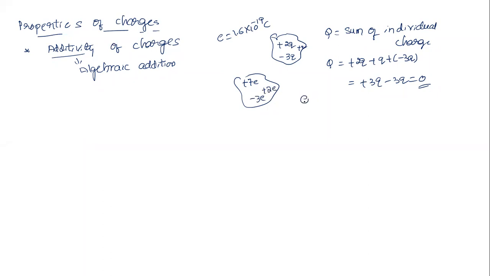So now total charge Q is given by what now? Plus 7e plus 2e and minus 3e. So how much will it become? This is 9e minus 3e. It will be 6 times e. That is the total charge. Means it is simply algebraic addition of charges. Nothing more than that. So we add them up simply like numbers.